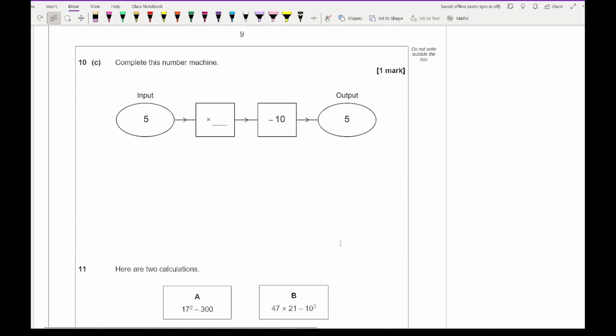Then looking at question 10C, it says complete the number machine. For this, what we want to do is work out the opposite. So here we're going to try and meet in the middle. So I've got 5 and then I need to add 10. So that then becomes 15, and that then becomes 5. So 5 times what equals 15? Again, how I've got that is by adding 10, which then equals 15. So 5 times what equals 15? Well, the answer is going to be 3.